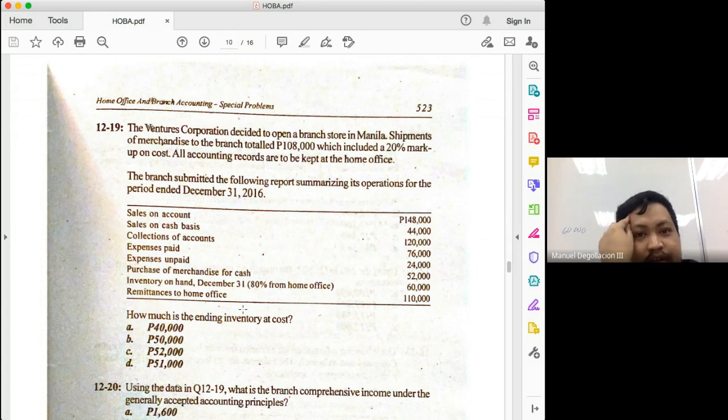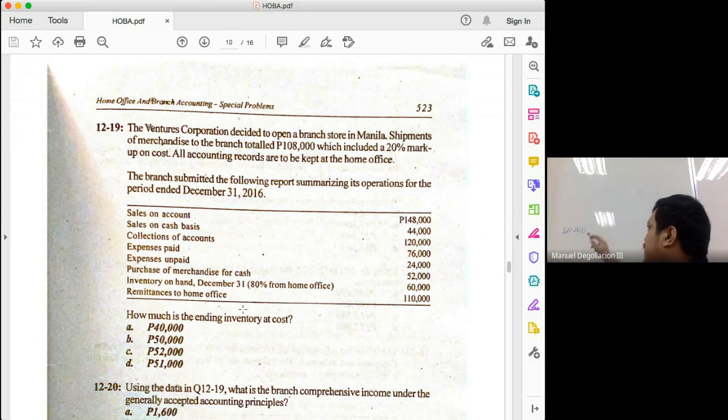No. Because not the entire 60,000 came from the home office. Okay? So remember that goods or merchandise that came from outside parties do not have any embedded markup. So the same procedure, remove the markup, but understand that not the entire 60,000 has a markup. What inventories have a markup here? Only those that came from the home office. And what does the problem tell us? That out of our 60,000 ending inventory, only 80% came from the home office.